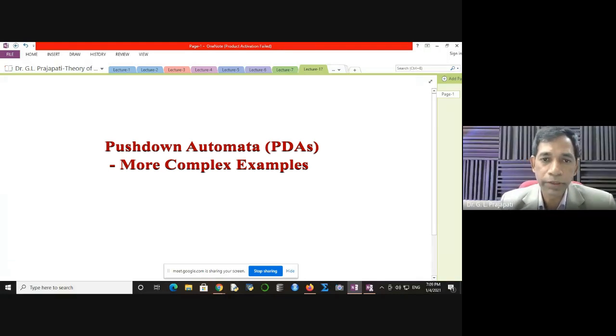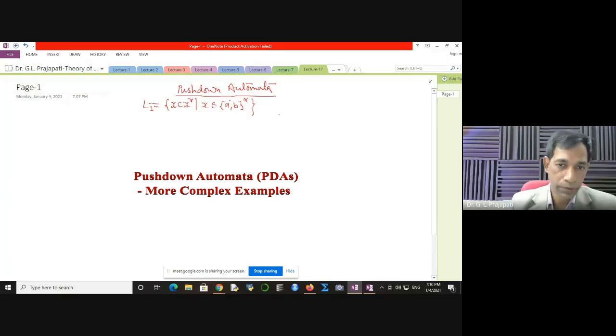So actually we are discussing the push-down automata. Let us see some more complex examples. We have seen the DPDA for this language, XCX^R. Let us see some more complex language of palindrome.